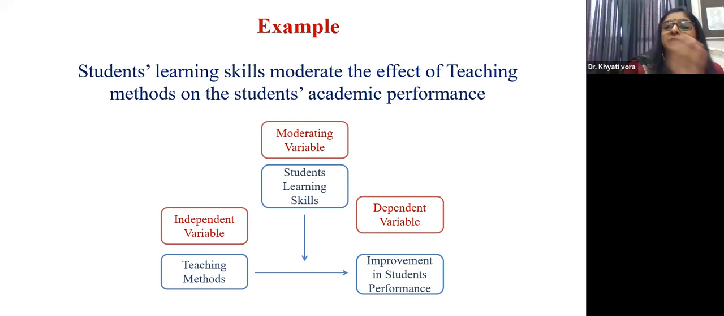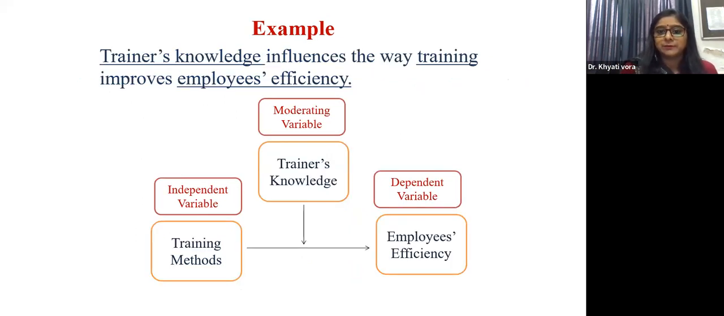If you remove that mediation, then there is no relationship between teaching method and student's performance. But here it is nothing like that. Student learning skill is a moderating variable because it influences the strength of the relationship between independent and dependent.